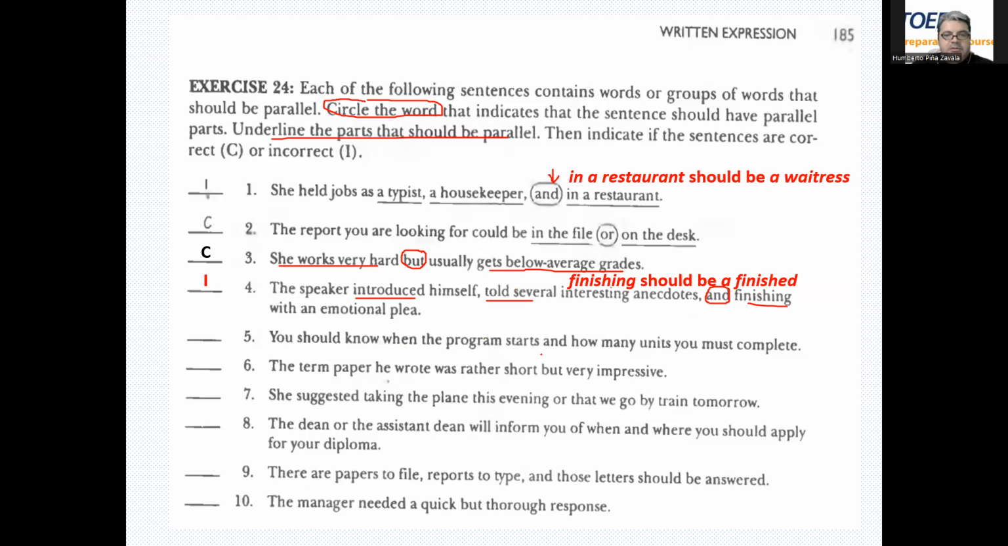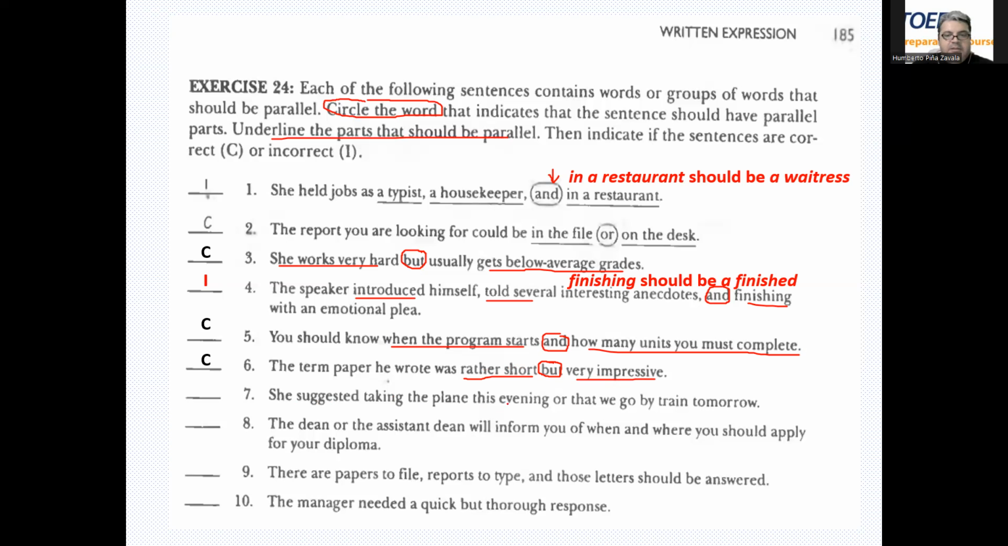You should know when the program starts and how many units you must complete. Let's see. Yes, everything is fine. The paper he wrote was rather short, but very impressive, right? Rather short, very impressive: adverb, adjective, adverb, adjective.